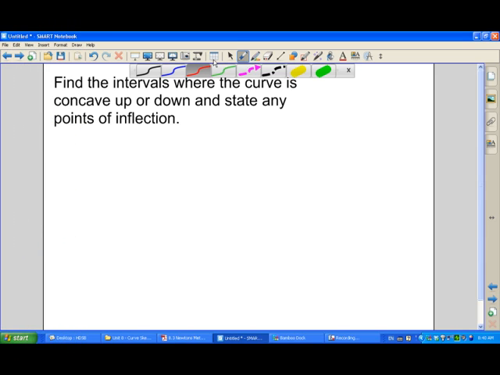So just one more example. I'd like to find the intervals where the curve is concave up or concave down and state any points of inflection. And we'll do this for the function y equals 16 plus 4x plus x squared minus x cubed.